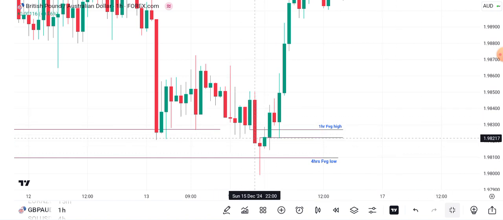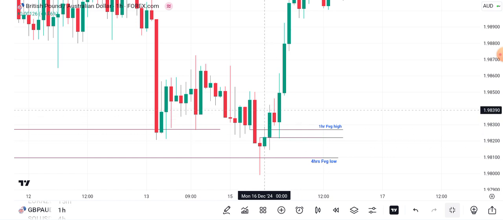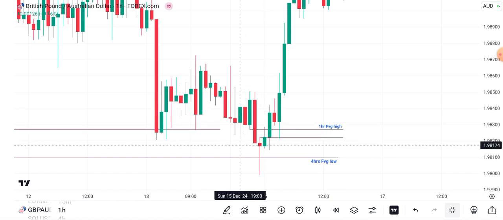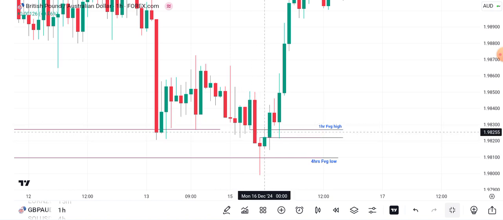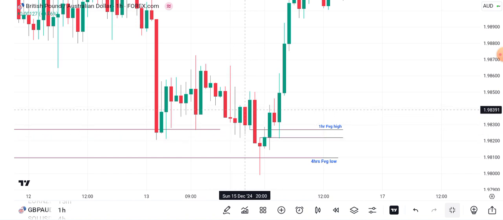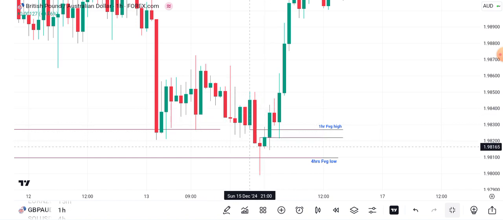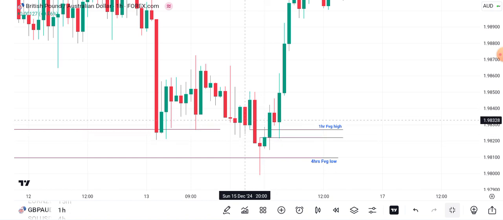which I also want to draw our attention to, is the formation of this small fair value gap that was violated by price higher. This is a 1 hour time frame, and these are things that I actually look for in the market: that I see a break of market structure, or I see the invalidation of a fair value gap.